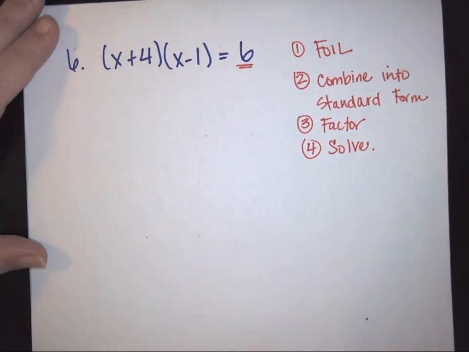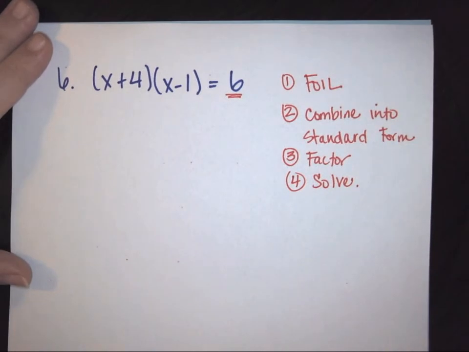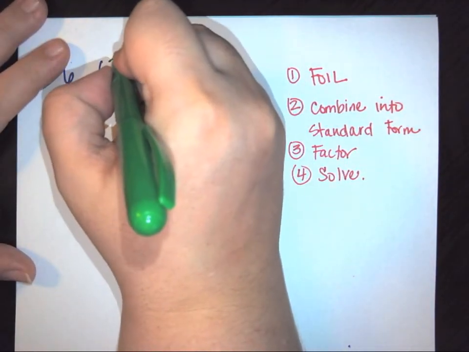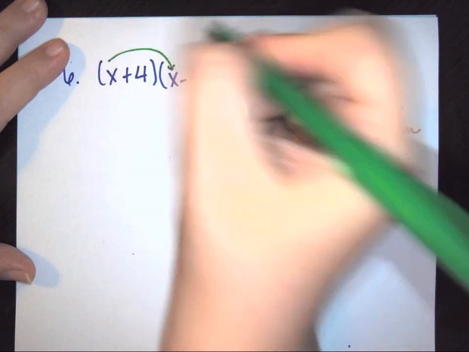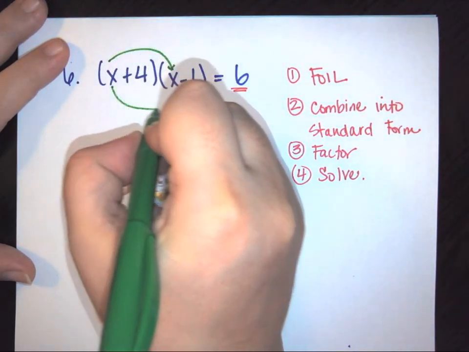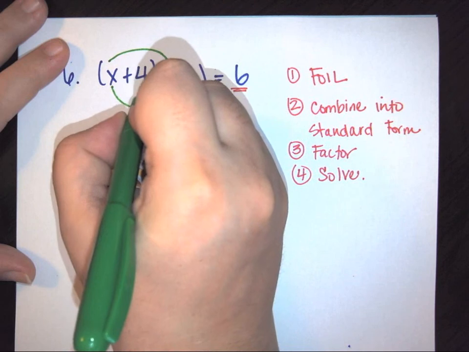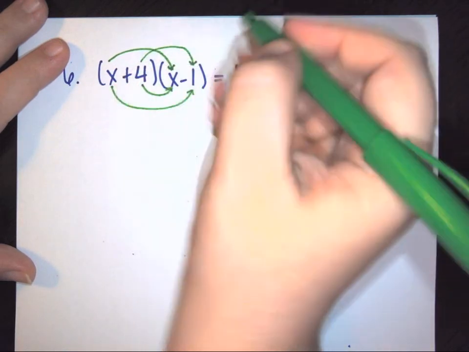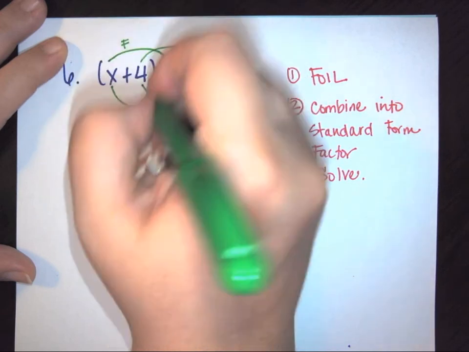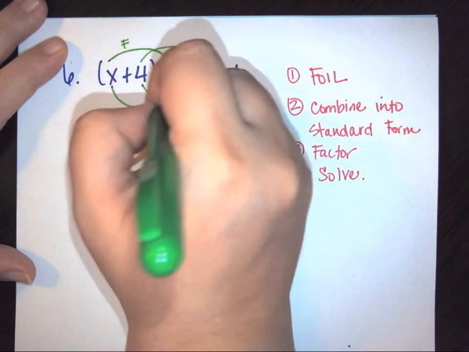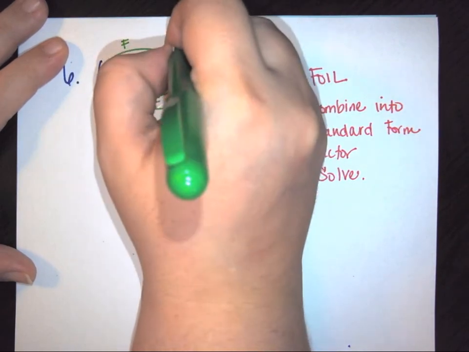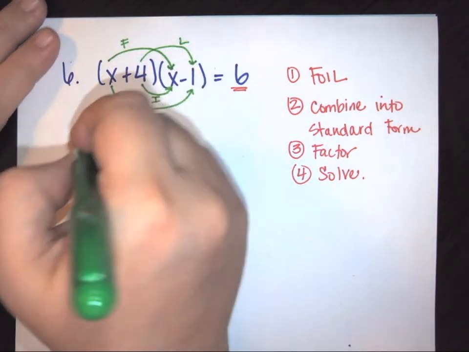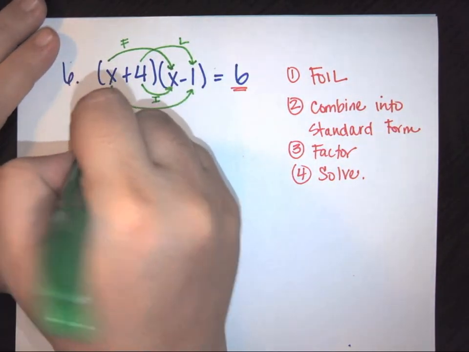So let's go ahead and FOIL. So when we FOIL, what we have to remember is that first, outer, inner, last. So we're going to multiply your first terms together, your outermost terms together, your innermost terms together, and your last terms together. So we have F O I L, FOIL. So this is going to be x times x, which gives you an x squared.